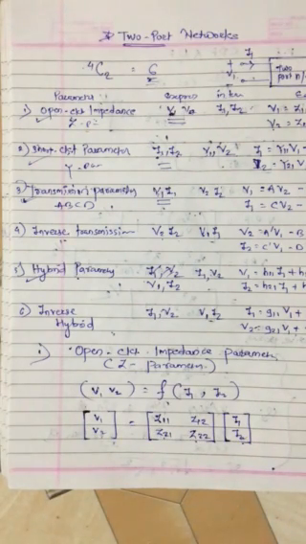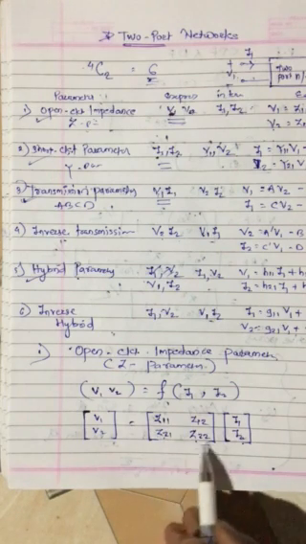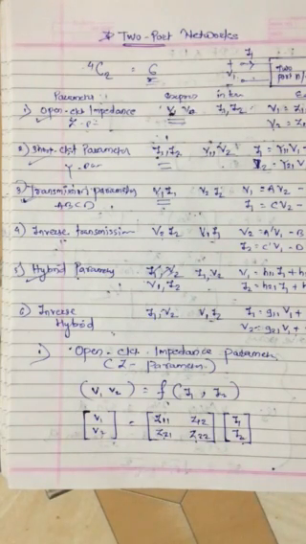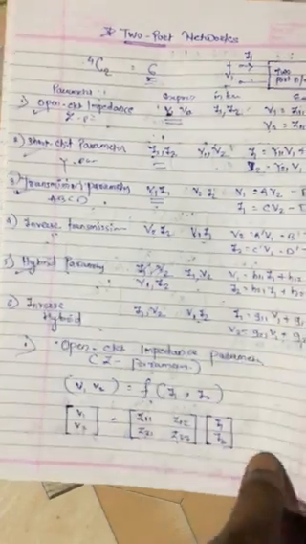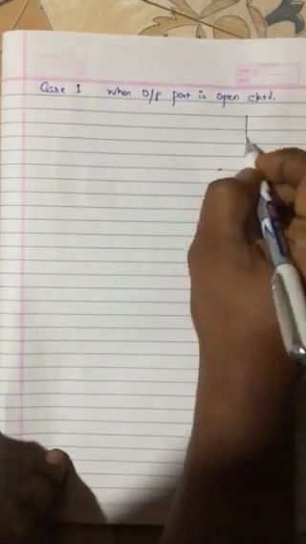Now the task is to find the individual Z parameters. The individual Z parameters for a given network can be identified or defined by setting each of the port currents equal to 0. So we will study two different cases. Case 1, when the output port is open circuited.